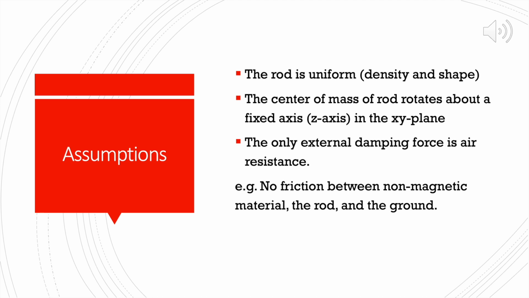As the rod is assumed uniform, we can consider its mass concentrated at the center of mass, which is rotating about a vertical axis in the horizontal plane, with radius r and angular velocity omega. The only external damping force in the analysis is the air resistance, meaning the friction between non-magnetic material, the rod, and the ground is neglected.